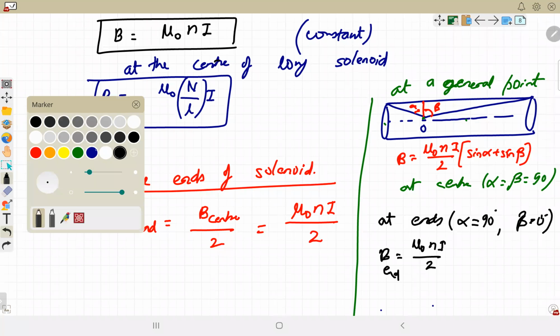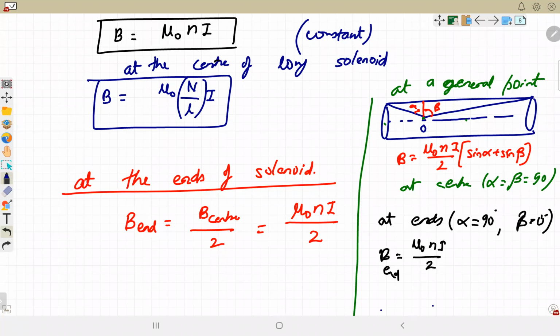Clear? बेटा ये फॉर्मूला समझ में आया क्या? ये एक इंटीग्रेशन से कैलकुलेट करते हैं। इंटीग्रेशन में कैसे करना होता है? We consider single loop of dx और उसके एक्सेस पे पॉइंट पे हम इंटीग्रेट करके निकालते हैं। फाइनल रिजल्ट इज mu naught nI/2 (sin alpha plus sin beta), where alpha and beta are the angles formed by the ends of the solenoid.